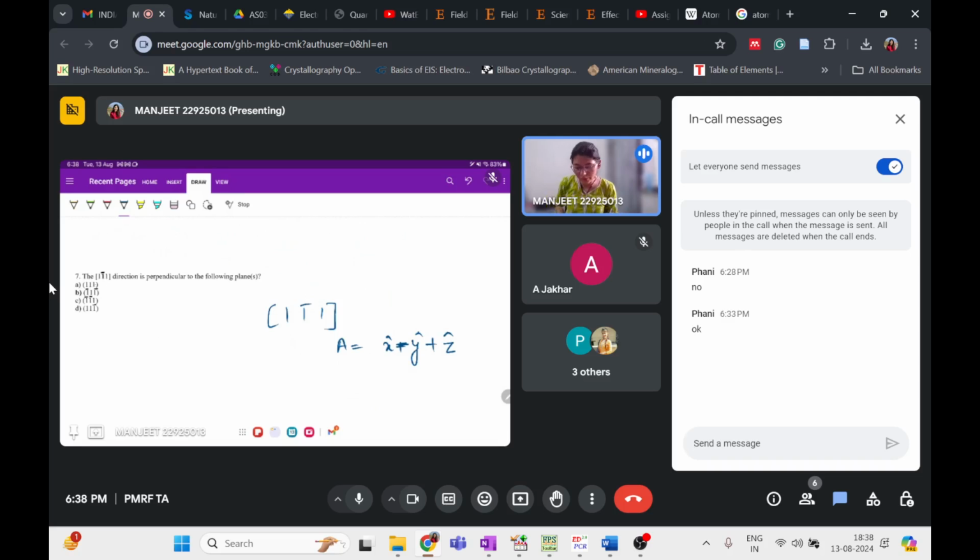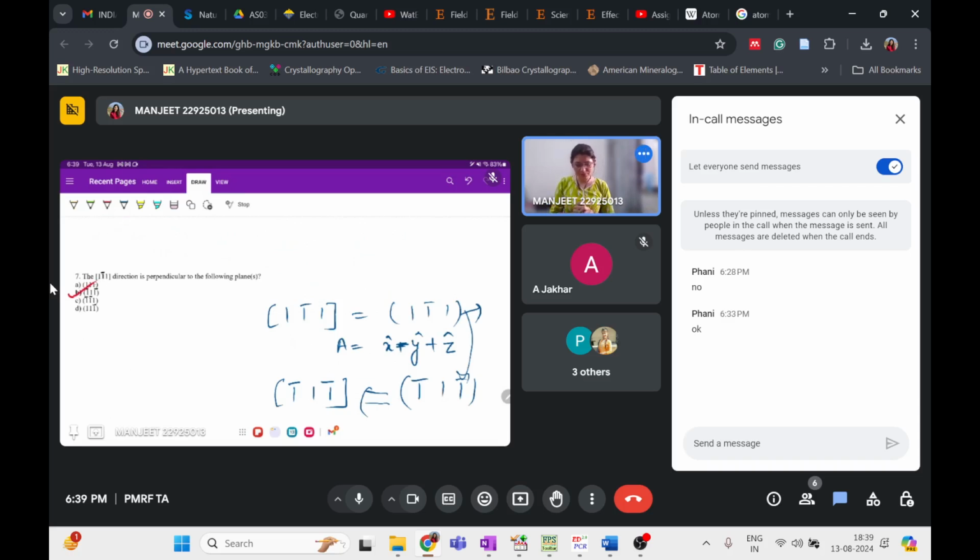So what will be the plane for the perpendicular one? The corresponding plane will be 1 minus 1 and 1. For this plane, the perpendicular one will be the opposite to this one, which is minus 1, 1 and 1. Here it is asked only about the plane one, so otherwise it will be minus 1, 1 and minus 1. So this B will be the right one for the perpendicular plane.